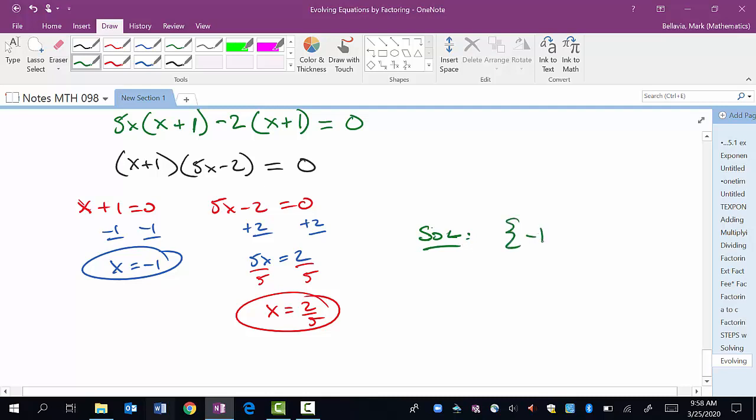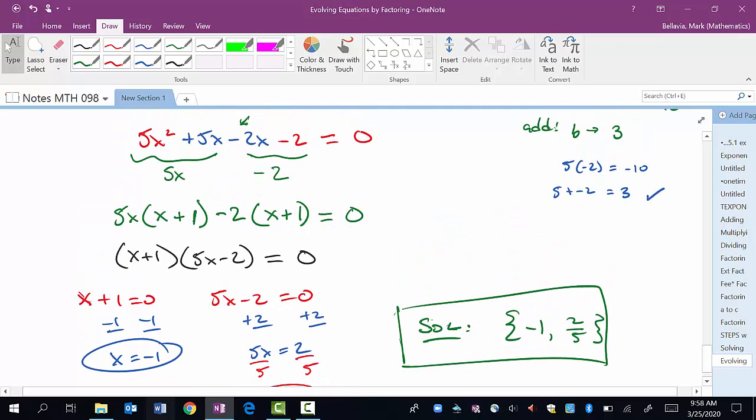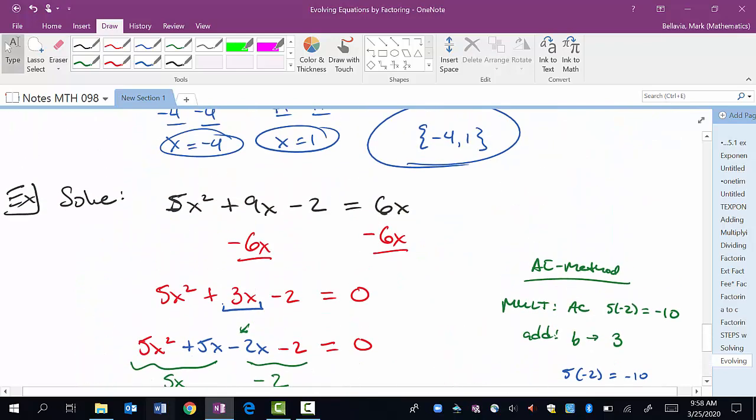So our solution set, all right, just making sure, see there's two answers. We have negative 1 and 2/5, and those are in set notation inside curly braces. Those are the x values that make the original equation hold, or make the original equation true.